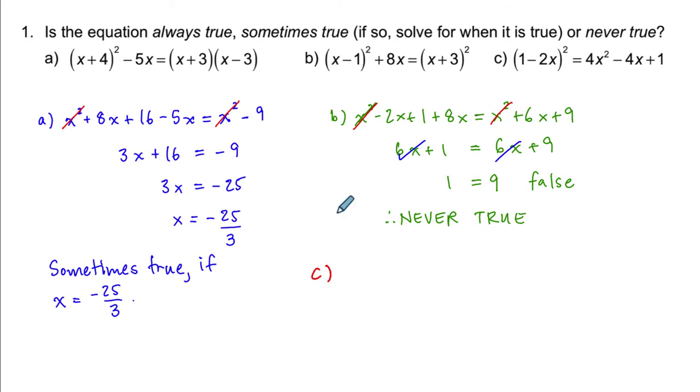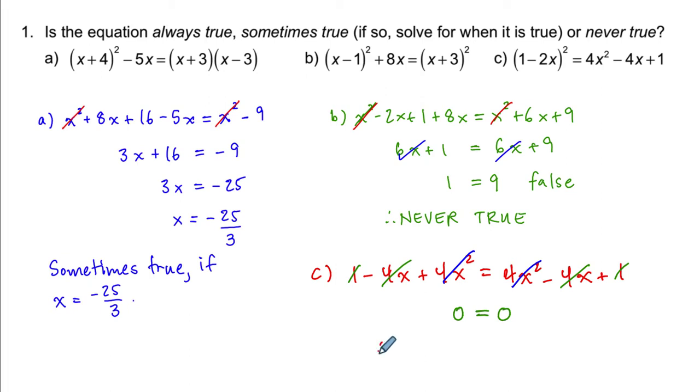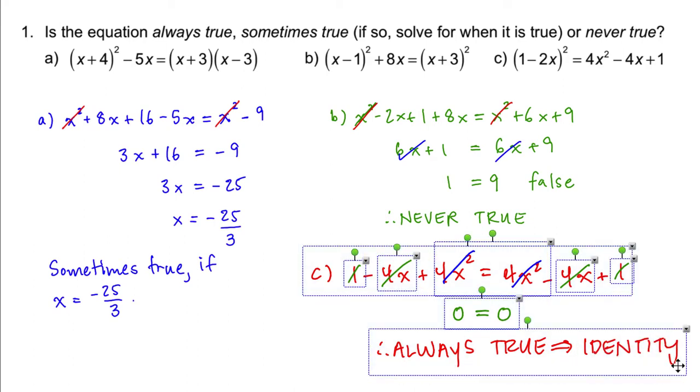In part C, again, we expand and simplify both sides. When we square the left-hand side, we see that it's identical to the right-hand side of the equation. We could continue simplifying by subtracting like terms and get something that says negative 4x equals negative 4x, but ultimately we get that 0 equals 0, which is a true statement. And so therefore this is an always true statement or an identity.